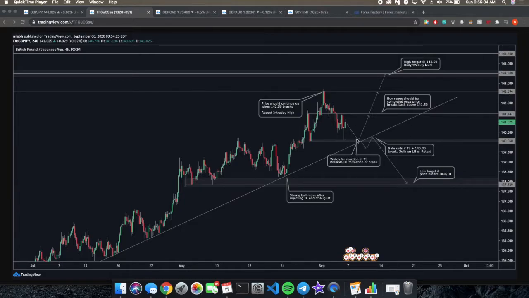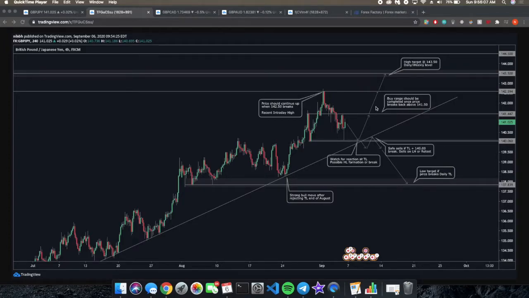Basically, I think we can pull back down to this trend line area. So watch for a reaction at the trend line, possible higher low formation, or break. If we do get a higher low created here, our first target would be 141.500-ish. This market structure here, 141.500. If we do break above 141.500, then the buy range up to 142.500 should be completed. So the buy range should be completed once price breaks back above 141.5.